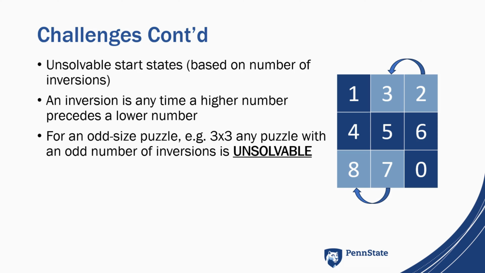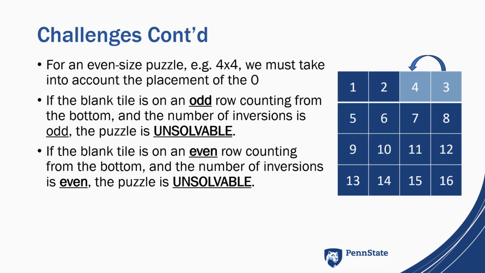For an odd-sized puzzle such as 3 by 3 or 5 by 5, an odd number of inversions means this puzzle is unsolvable. There is an additional step if the puzzle is even-sized, such as 4 by 4. In this case, we need to determine whether our blank space is an odd or even row. Don't forget that the first row is index 0, so the second row is technically row 1 and therefore odd. We found this to be confusing, so we chose to simply count from the bottom up instead.